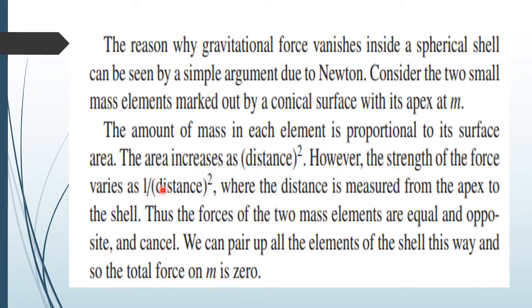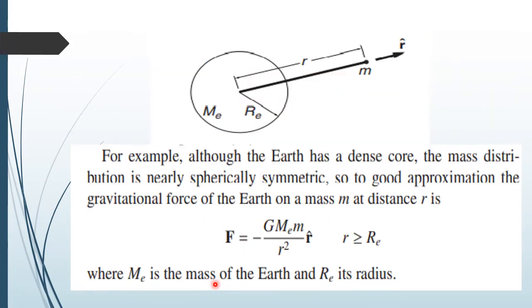However, the strength of the force is inversely proportional to distance square, where the distance is measured from the apex to the shell. So these two effects cancel each other. When the area increases, the strength of the force decreases. Thus, the forces of the two mass elements are equal and opposite and cancel. We can pair up all the elements of the shell this way so that the total force on m is 0. You can assume that the total force inside the shell is 0.